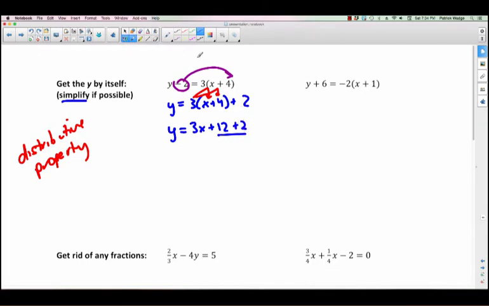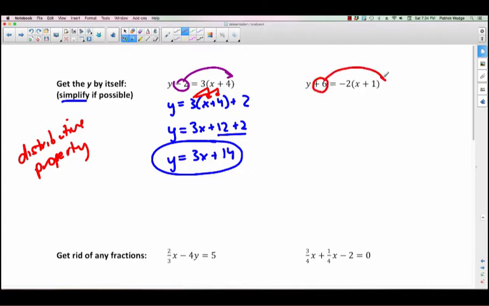Oh good, now we can simplify. We just have to combine those. So we get y equals 3x plus 14. Perfect. Okay, this one looks similar. We're going to take the plus 6 and we're going to move it over to the other side. So what we're left with is y equals negative 2x plus 1. The plus 6 moved over and became a minus 6.